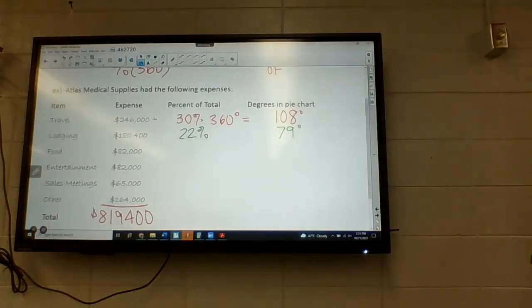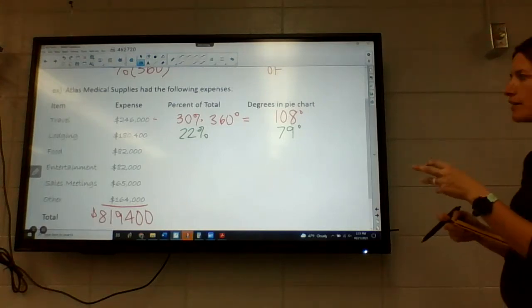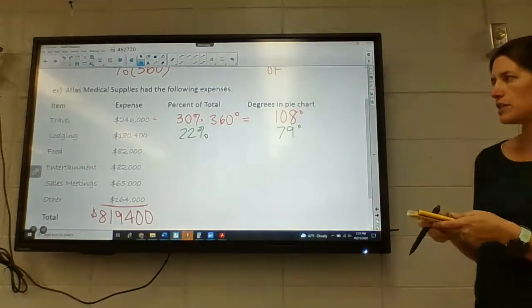I'm going to go to whole degrees just because they're going to be easier. Our little protractor is so little, we're not going to be able to do like 79.2 degrees. Let's just go to the nearest degree.